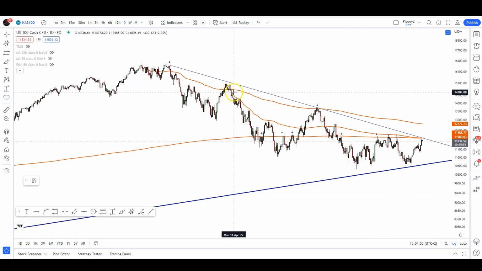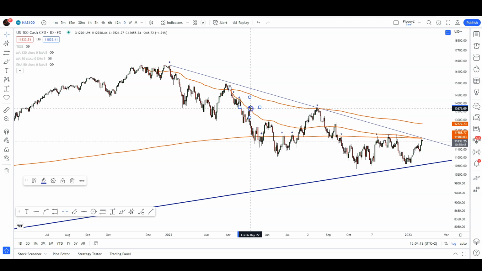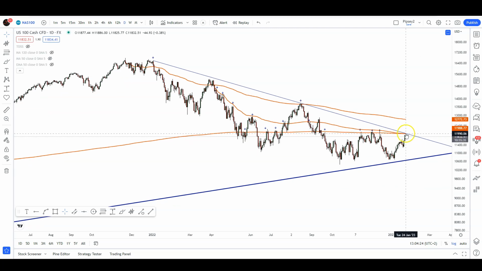You see how it's kept the market down. Resistance, resistance, resistance, resistance, resistance. See what I'm saying? So now it's tricky. You see, because we could have a little push up or drop now.